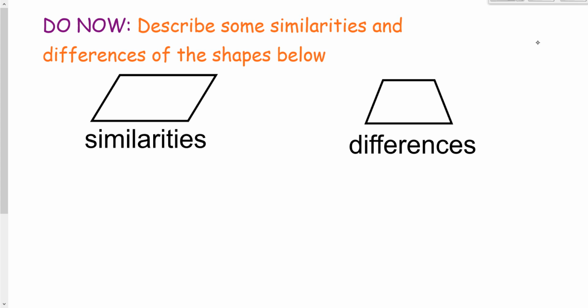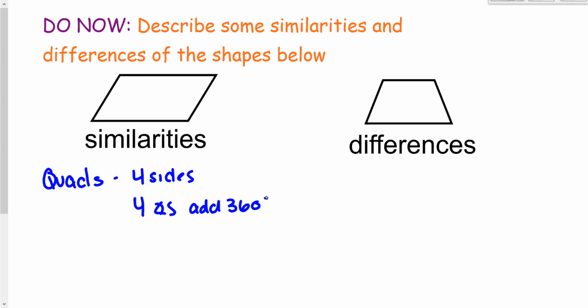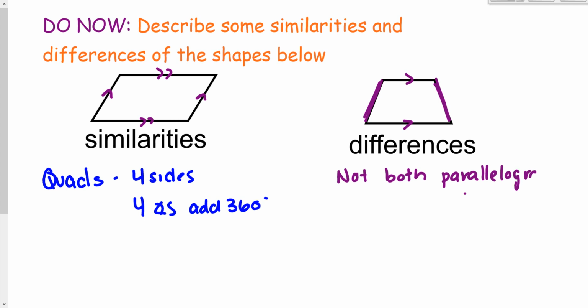All right, so some of the similarities that you're going to see between these two shapes is, first of all, they are both, once again, quadrilaterals. They both have 4 sides and they both have 4 angles that you know are going to add to 360 degrees. Okay, now are these both parallelograms? Well, this is a parallelogram because both pairs of opposite sides are parallel, and this pair is parallel, but these are not parallel. So they are not parallelograms. So this does not belong on the parallelogram family tree.